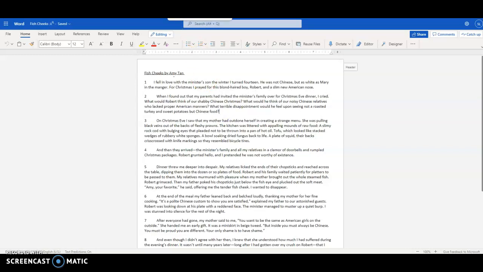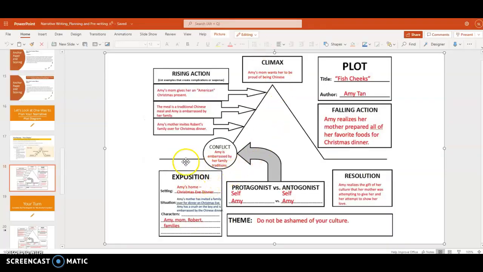So we're going to go back to the plot chart, and we're just going to fill in this exposition first. So what is the setting? Where and when does the story take place? Well, we're in Amy's home for Christmas Eve dinner. That's what we learned in those first two paragraphs. The situation is that Amy's mother has invited a family over for dinner on Christmas Eve, and Amy has this crush on the boy. His name's Robert, and she is embarrassed by the Chinese dinner.